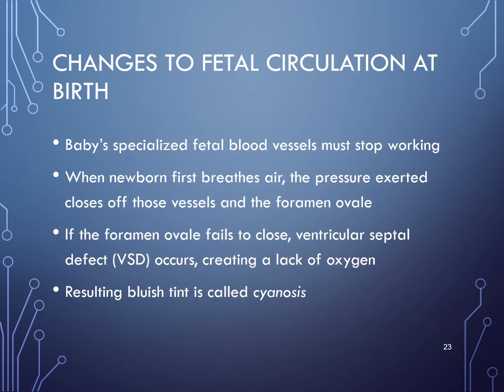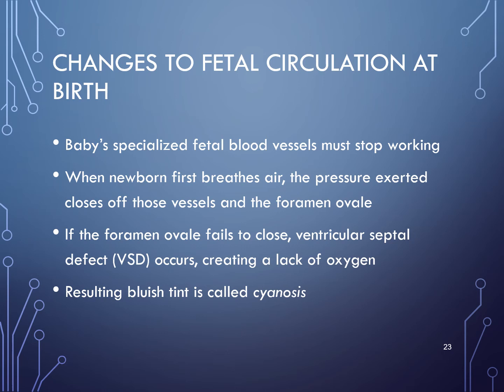So what changes when the baby is born? When the baby is born, the fetal blood vessels need to stop working. So when the newborn first breathes air, the pressure that is needed to fill the lungs with air on the first breath, if everything goes the way that it should, closes off the ductus arteriosus, the ductus venosus, and the foramen ovale. All of those things should close.